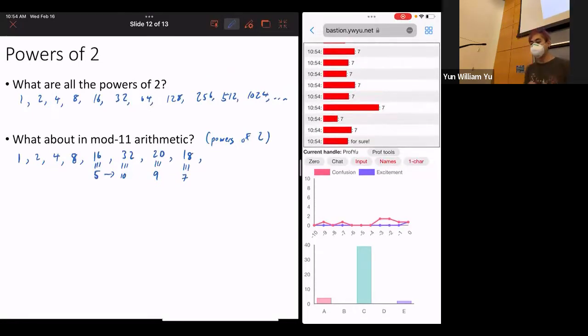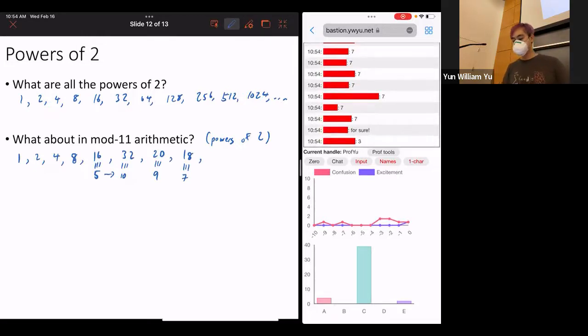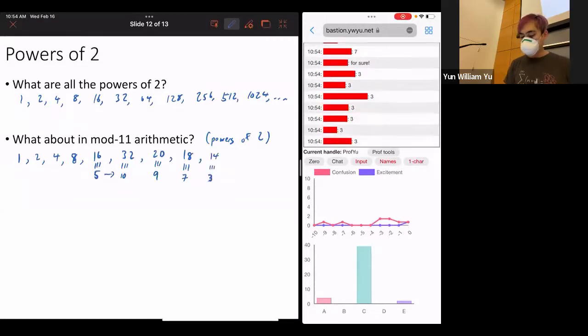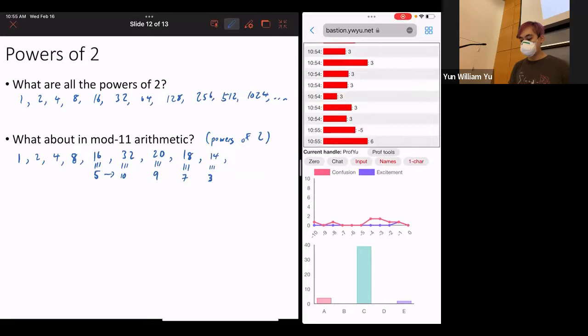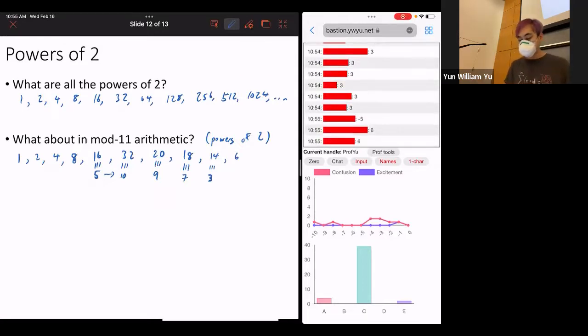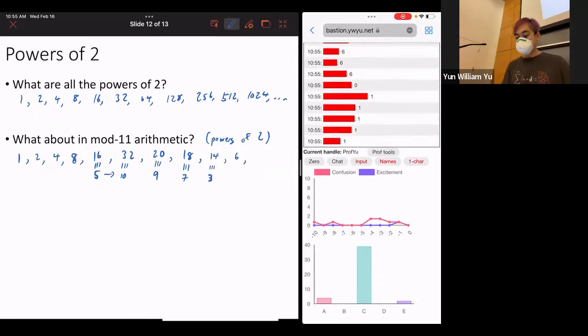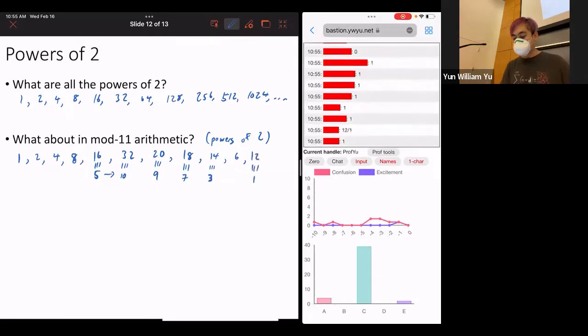So what's doubling 7? Yeah, that's 14, which is equivalent to 3. And what's doubling 3? Yeah, it's 6 or -5. And 6 is already one of these numbers. And what's doubling 6? Yeah, doubling 6 is 12, but that's equivalent to 1.